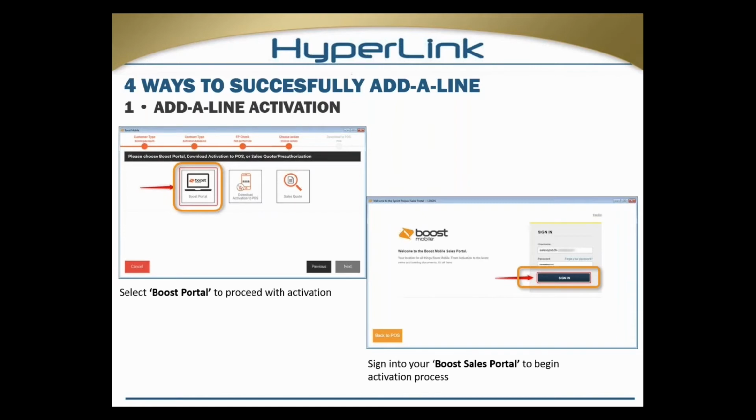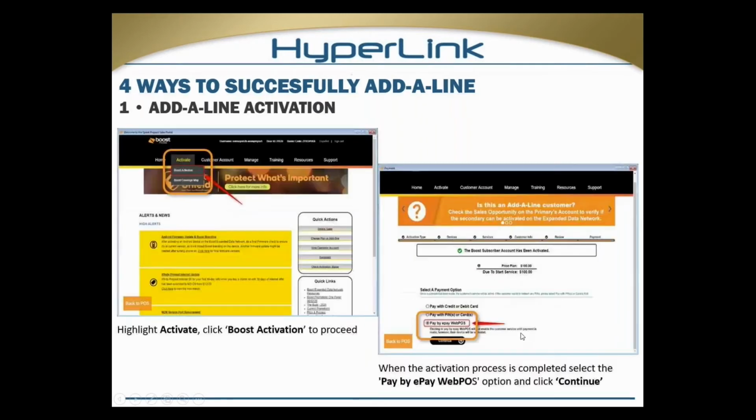You're going to go ahead on the next screen and select Boost Portal, and you're going to sign into your sales portal. For our multi-carrier location, this is where your process begins. So you're going to go ahead and highlight and click Boost Activation, and you're going to do your normal activation flow, entering the customer's information. That's real customer info. You're going to go ahead and select the plan, and at the end of the transaction, you're going to go ahead and select Pay by ePay Web POS and hit Continue.